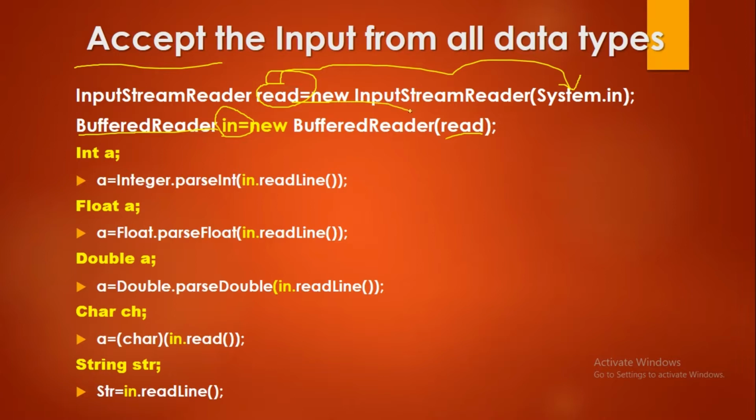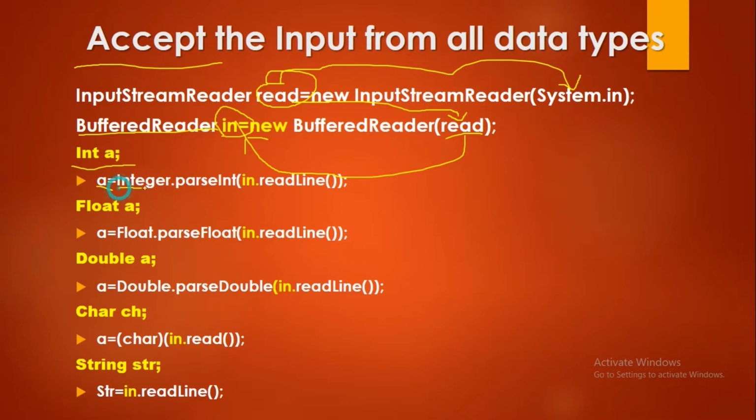So now that read object will be passed to the BufferedReader class. That particular data is passed to the in object. In is the name of the BufferedReader class object. Suppose the user wants to enter data of integer type. Here we have declared integer a. So this is the syntax.